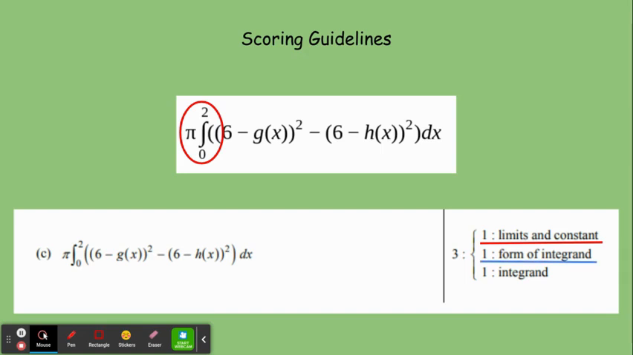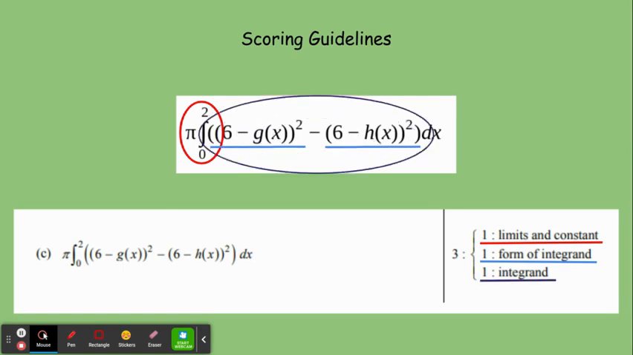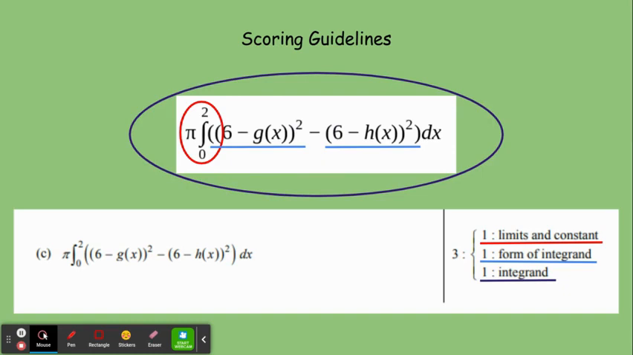Now, the second point is for the form of the integrand, which basically means that you need to have some big R squared minus some little r squared, even if it's not the correct big R and little r. And then the final point is for the integrand, which means that you have the correct big R and little r and everything is right. The one exception is if you forgot the pi, you probably could get the third point, simply because you would have lost a point for the first point, and usually College Board doesn't try to knock you twice for a stupid little mistake.